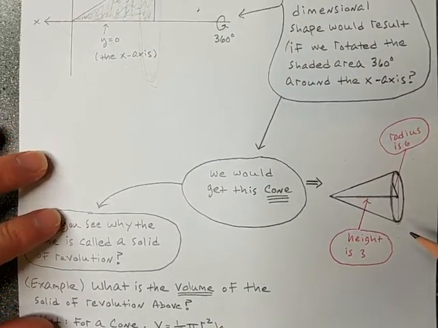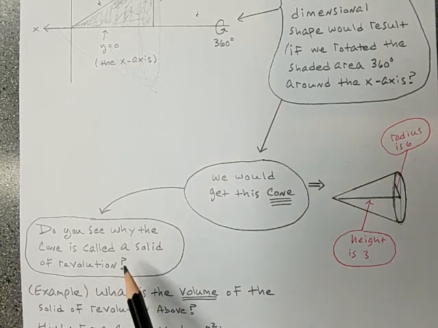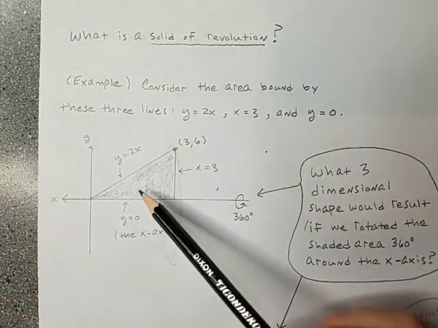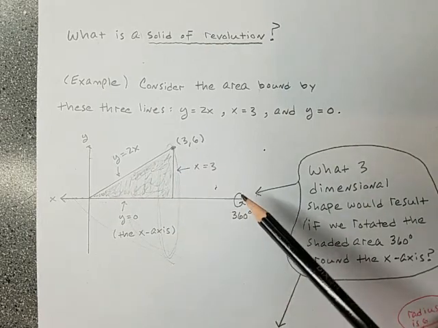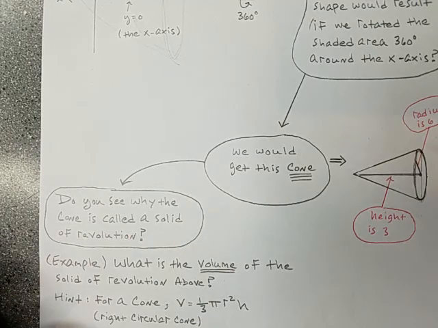Now, do you see why that is? Do you see why I'm saying we'll get a cone of roughly this orientation? The circular radius, the radius of that circular opening will be 6 and the height will be 3. Okay. And it's called a solid of revolution because this flat thing, when revolved around the x-axis, becomes this three-dimensional solid thing. So we call them a solid of revolution for that reason.